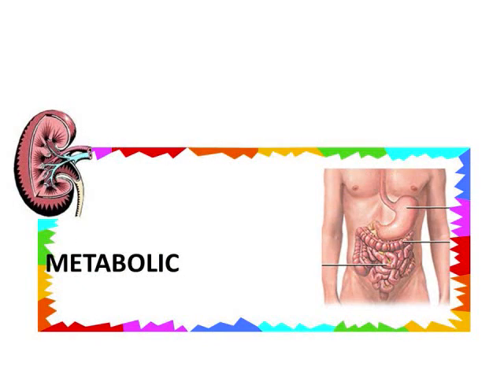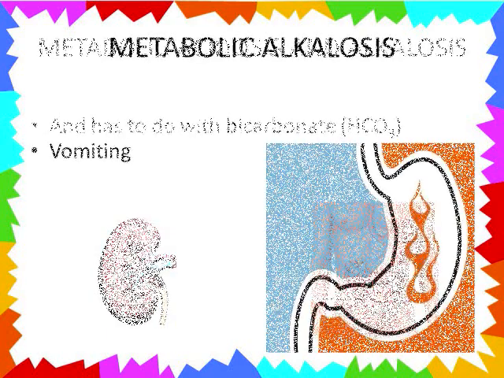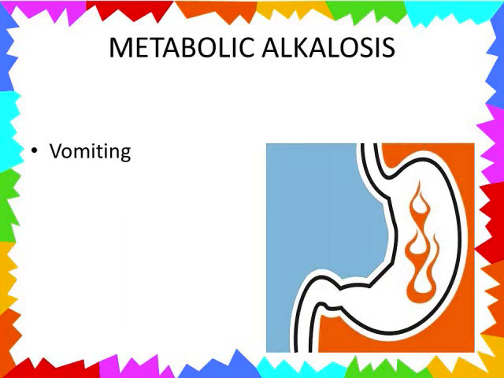Metabolic. If the source of the problem is not respiratory, well, then it's going to be metabolic. And it has to do with bicarbonates. Common causes of metabolic alkalosis. Okay, let's think about the stomach. Stomach's full of acid, right? Heartburn. That's from the acid that's normally in the stomach. The acid is there to help the food to digest.